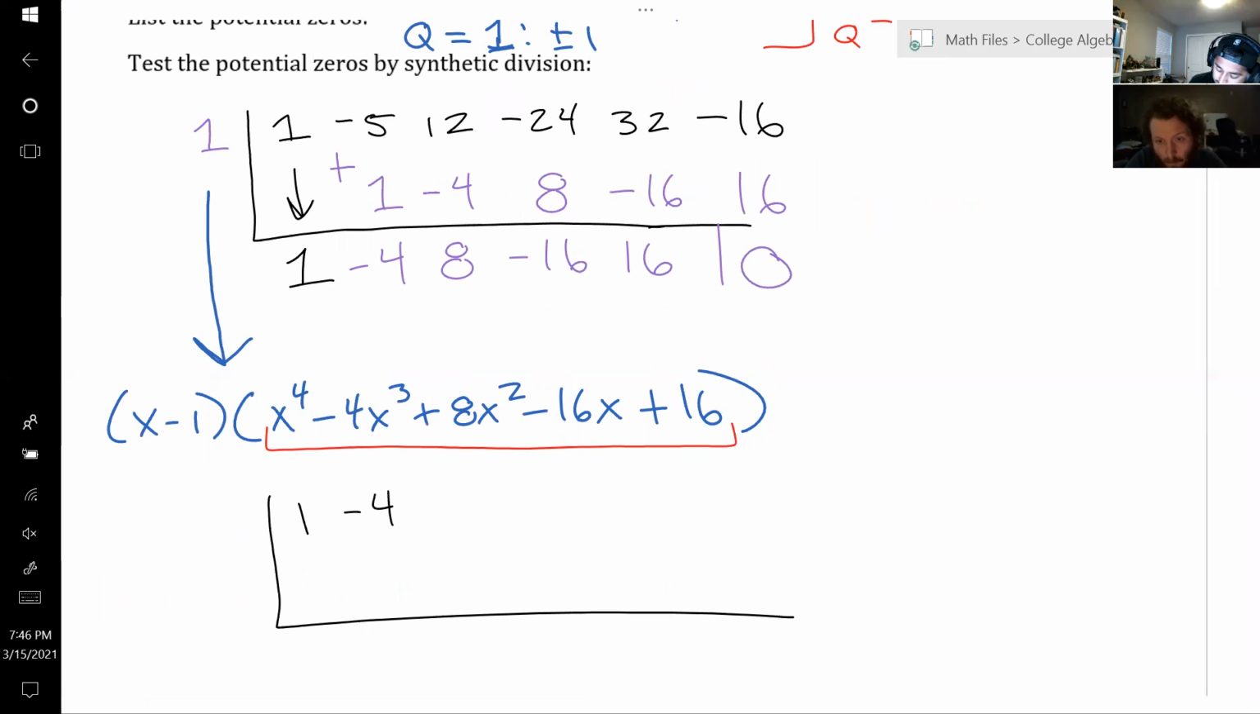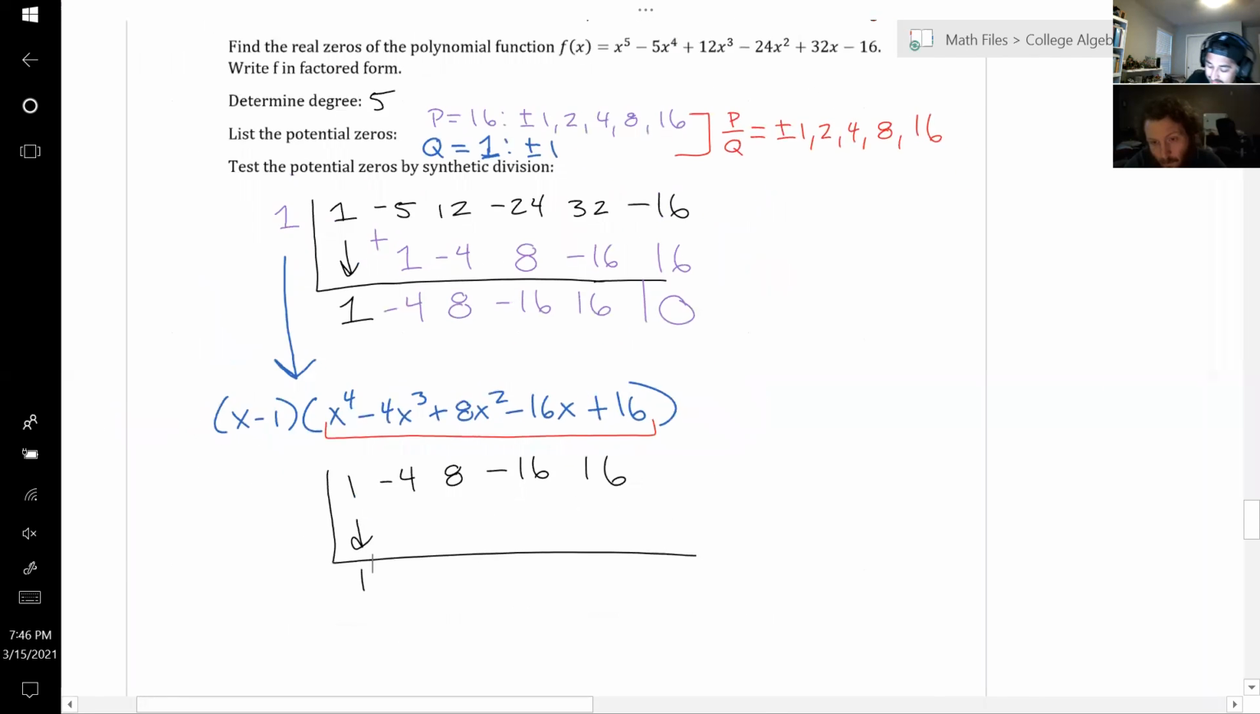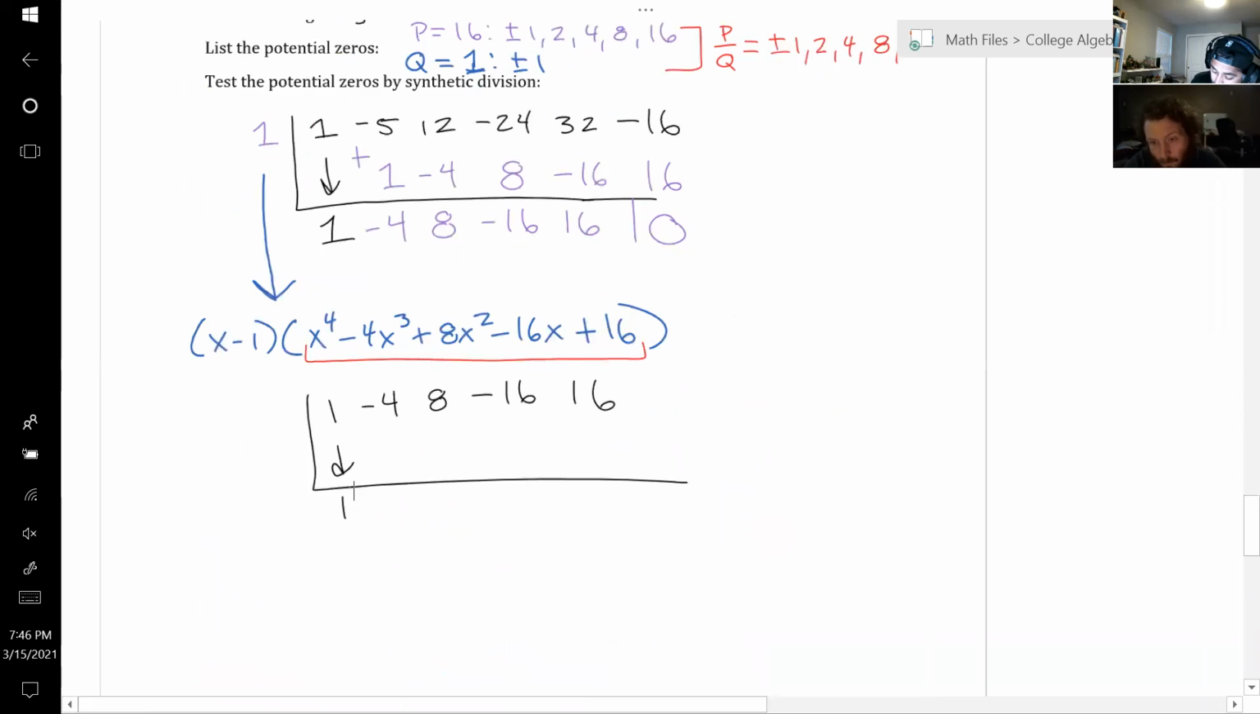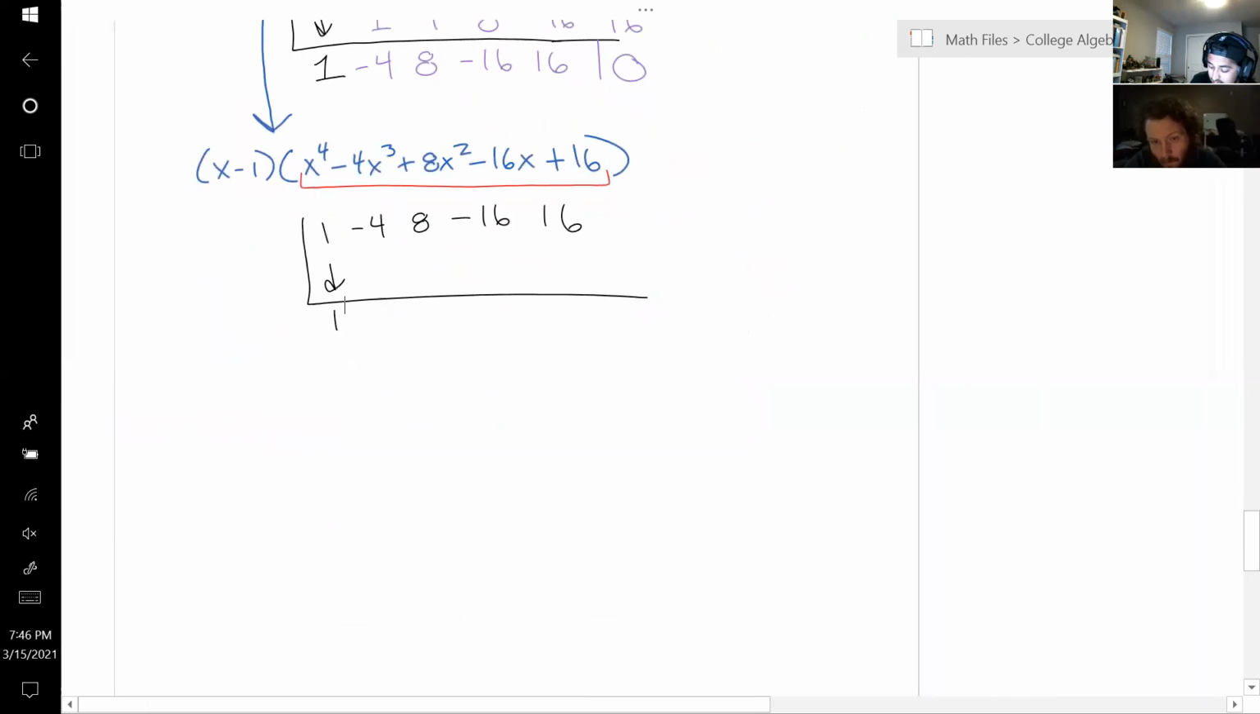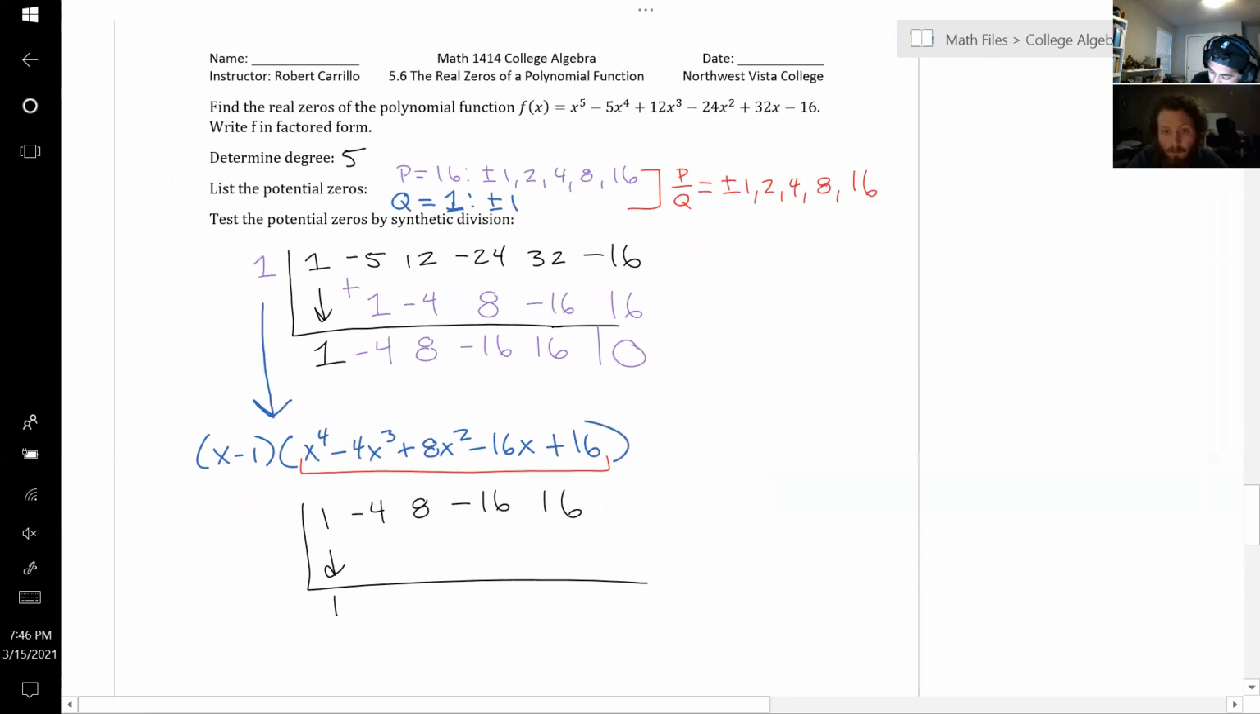And we get 10 tries all over again. One, -4, 8, -16, 16. So 1 comes down. And out of our factors, what number would you like to choose this time? -4. Let's do it.